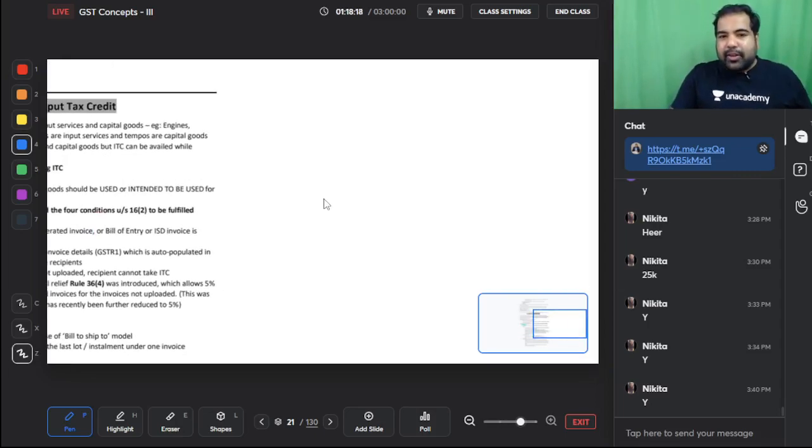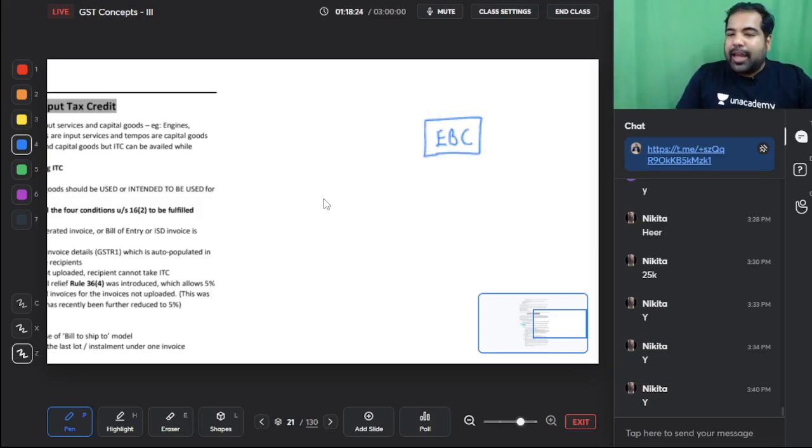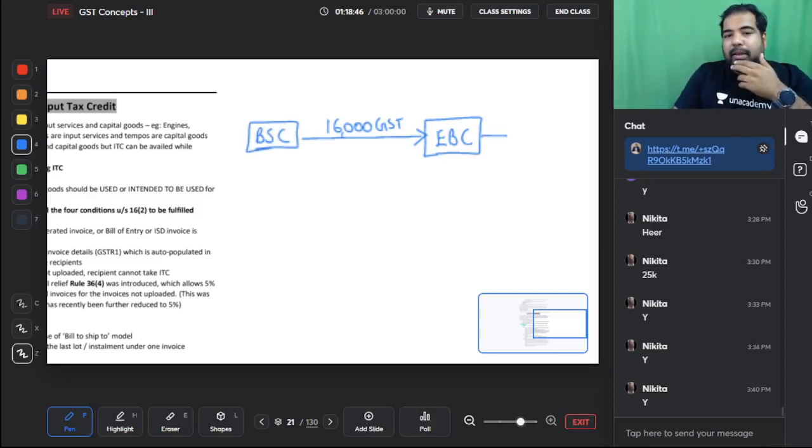First, let's discuss electric bike company here. They, as you know, manufacture electric bikes, and for that they are buying some batteries, and they have a credit. Let's say on batteries they paid GST of 16,000 rupees or 1,60,000 or 16 lakh, doesn't matter how much amount. But this is battery supply company, and they have supplied a battery to electric bike company. Now on electric bike company, their supply is taxable.